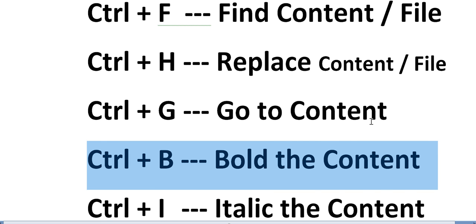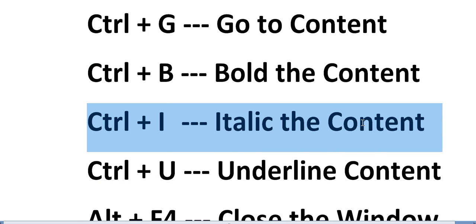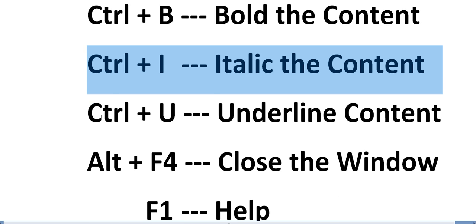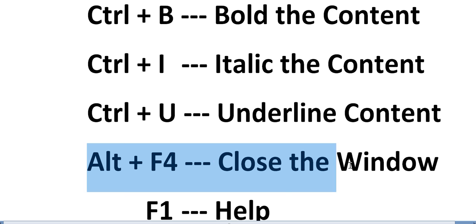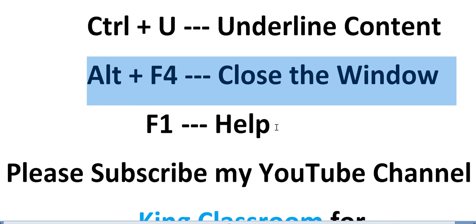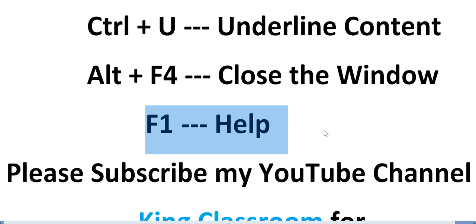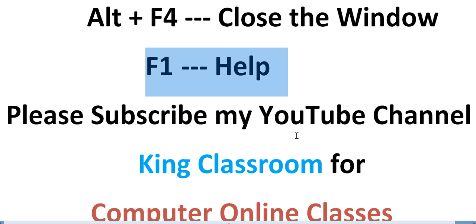Control plus B, bold the content. Control plus I, italic the content. Control plus U, underline the content. Alt plus F4, close the window. F1 for help, universal help.